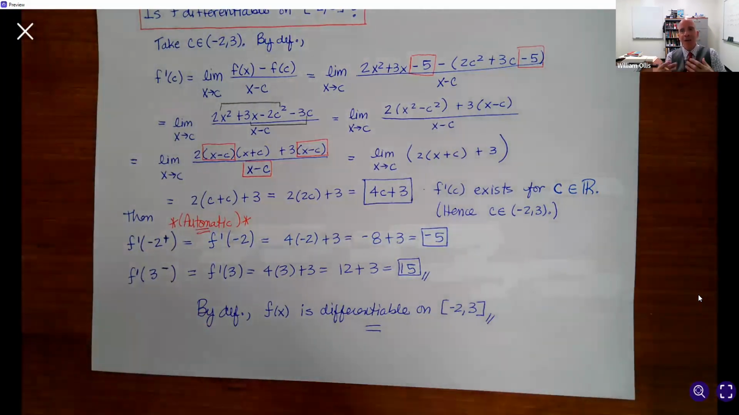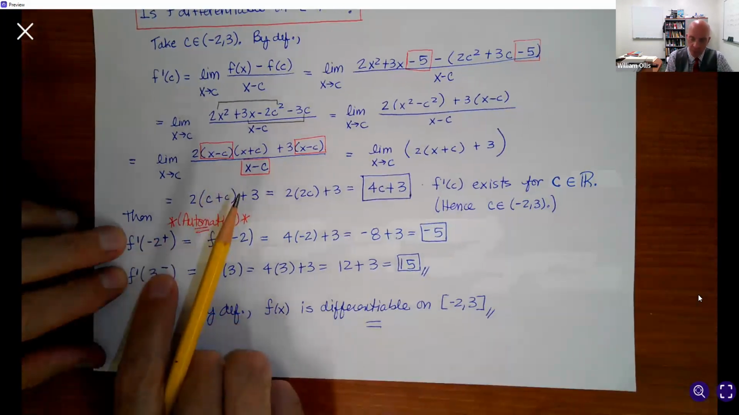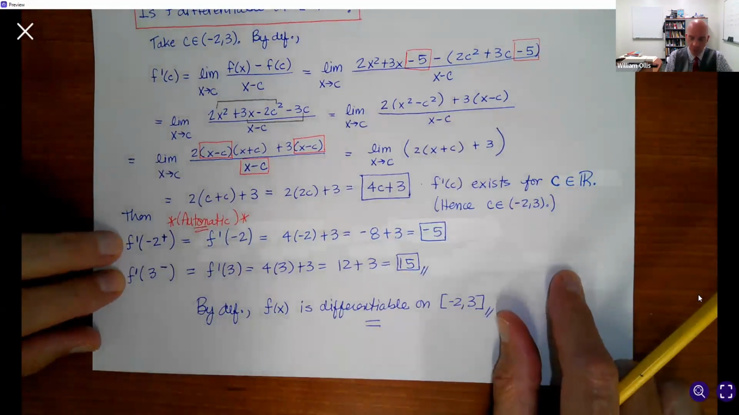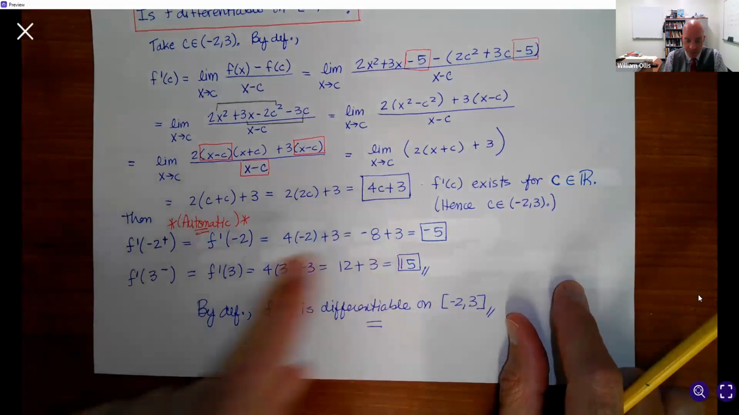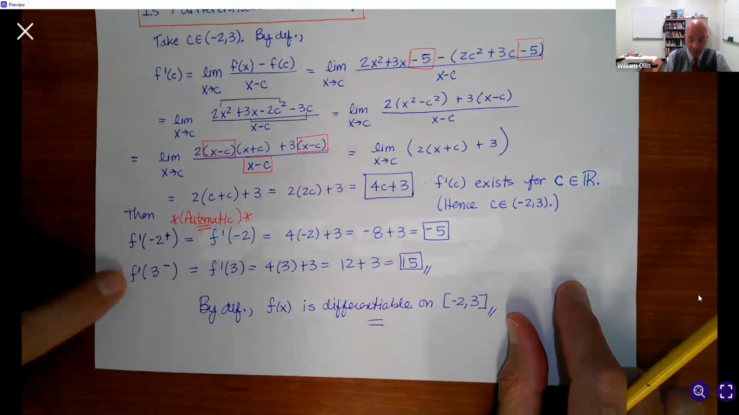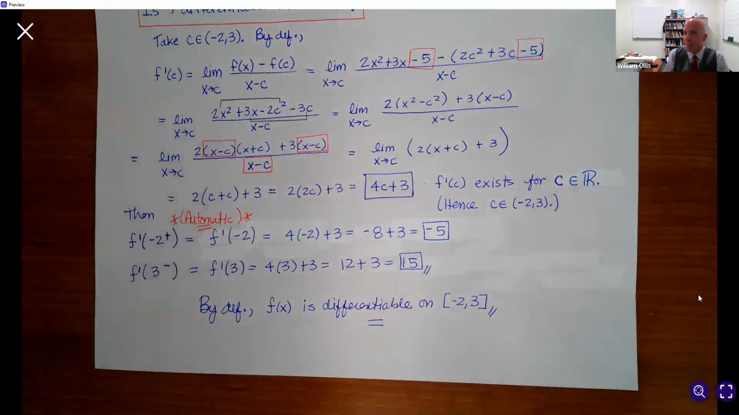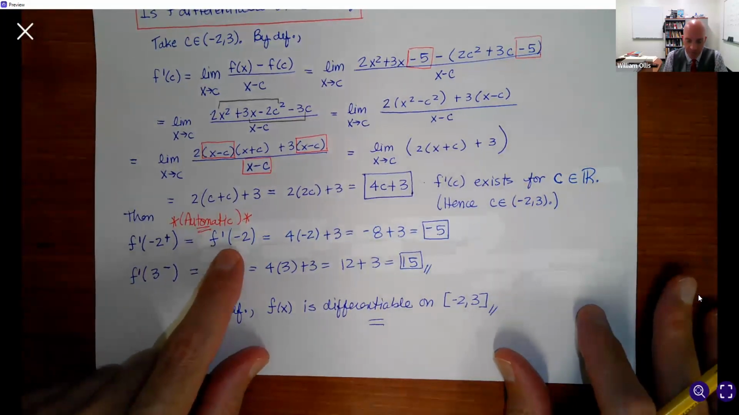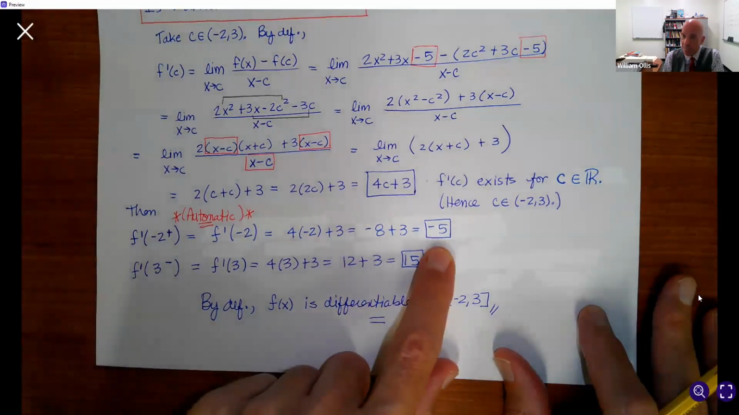So the idea that we're looking for here is the fact that we don't have to work hard. We know these limits exist for all real numbers. So if we're looking for a left and a right derivative in this particular case, we can simply evaluate this at -2 for the right derivative at -2, and we can simply evaluate this at 3 for the left derivative at 3. So it's a no-brainer in the sense that these are automatic. Now, of course, f prime of -2 will just be 4 times -2 plus 3, which is -8 plus 3, which is -5. So that's a check.